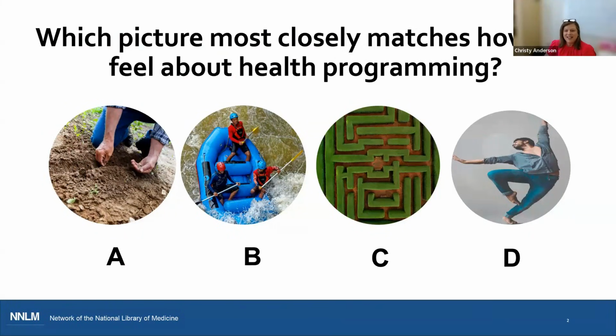So to get things started, I have a question for you guys. When you think about health programming for your community, which picture most closely resembles how you feel? Put your response in the chat, and if you're up for it, add a little note on why you feel that way. So A is a hand planting seeds in the dirt, B is a raft in whitewater, C is a large maze, and D is a ballet dancer. As you think about health programming for your community, which one of those aligns with what you think?